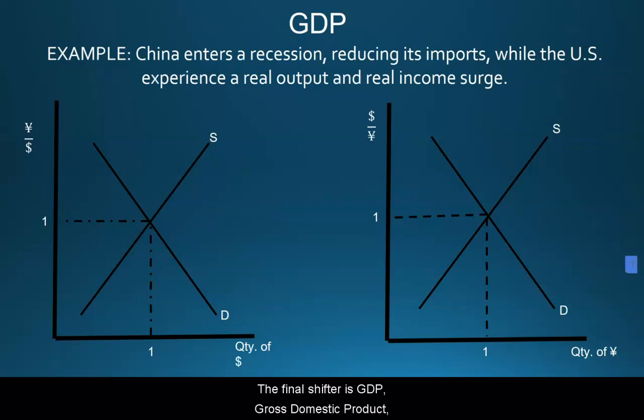The final shifter is GDP, Gross Domestic Product, the measure of a nation's income. A nation's currency is likely to depreciate if its growth of national income is more rapid than that of other countries. Why? As national income rises, the citizens will purchase more domestic and foreign goods, but other countries whose economies are stagnant will observe a currency strength.